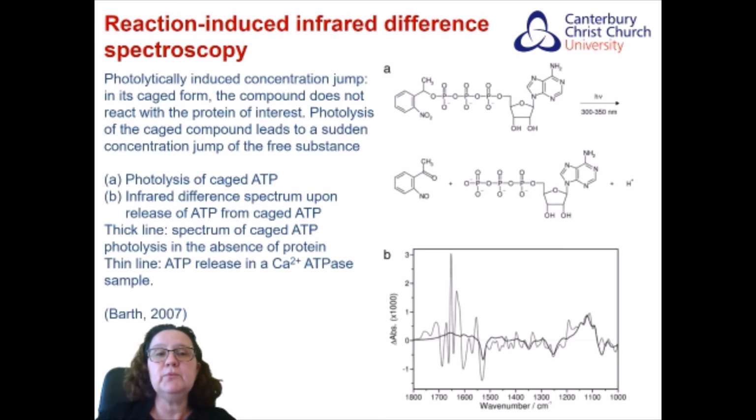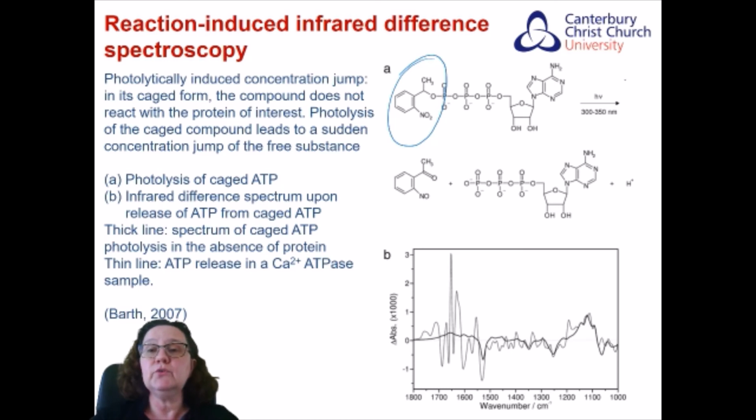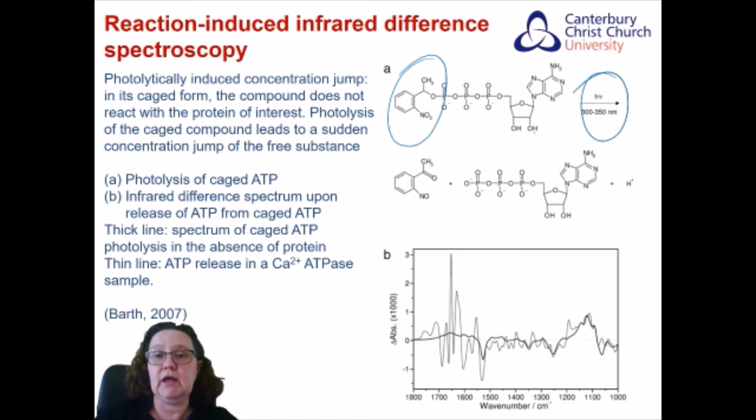So an example of reaction-induced infrared difference spectroscopy is, for example, photolysis reactions. Here you've got an example at the top of the photolysis of caged ATP. In its caged state, it is attached to this nitro compound. The ATP does not react with a protein. When you photolyze your caged ATP and ATP is released, then it is free to react with your protein of interest.